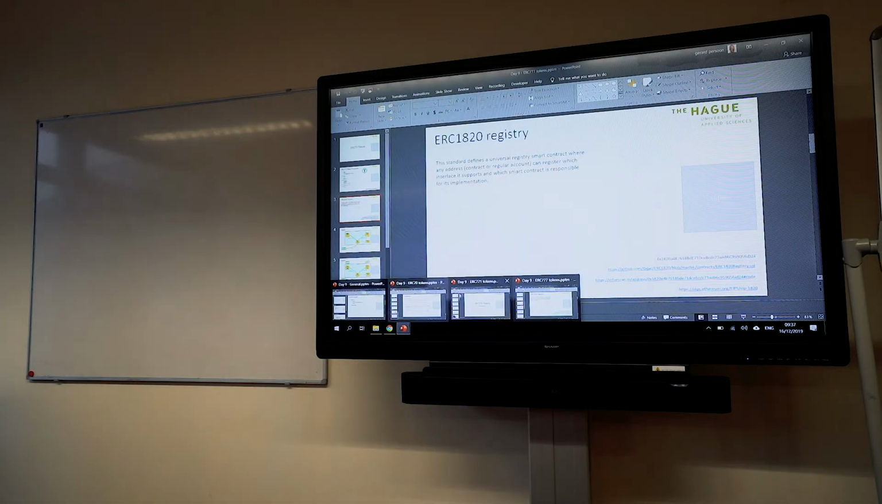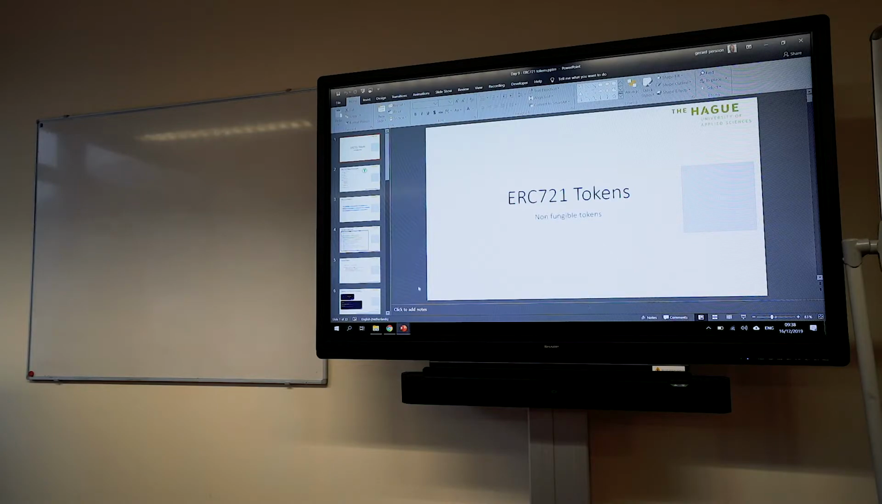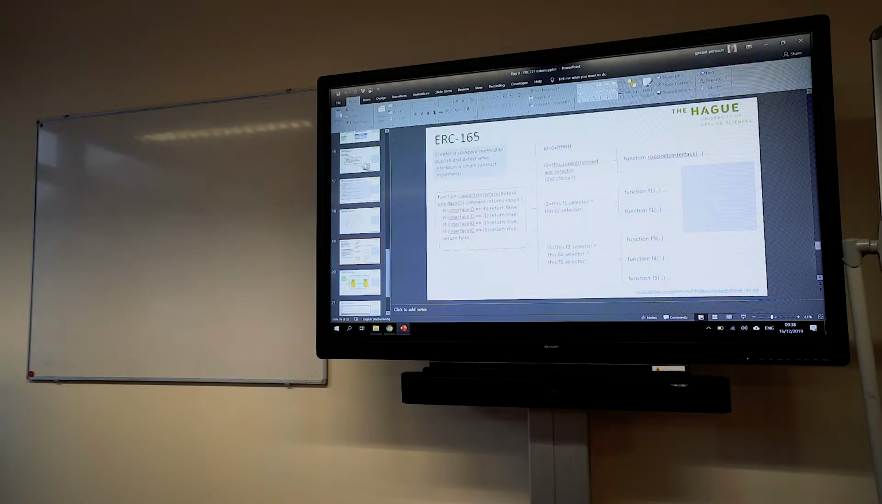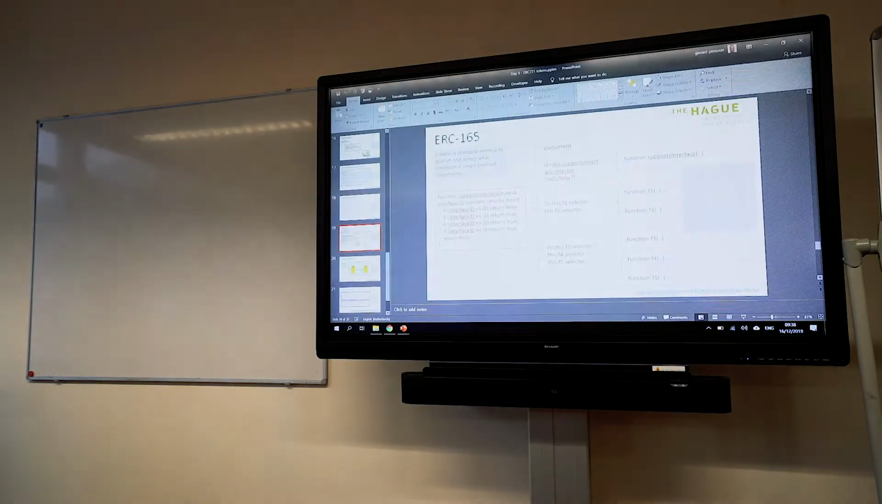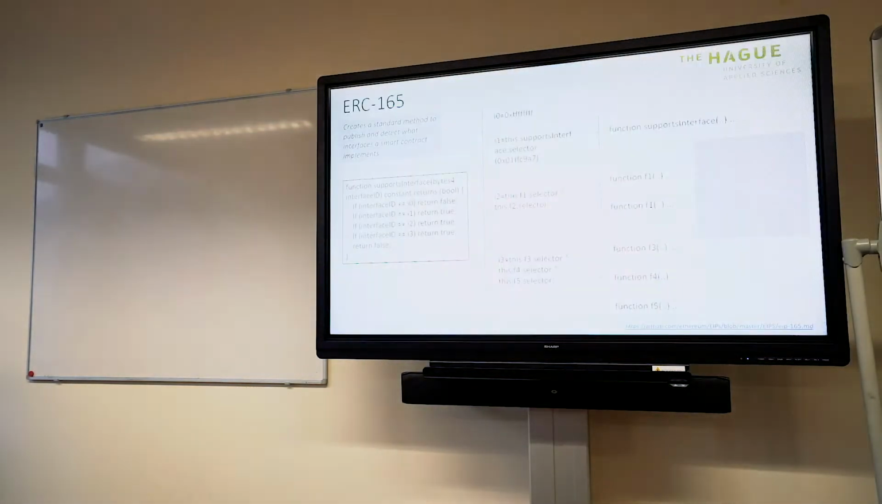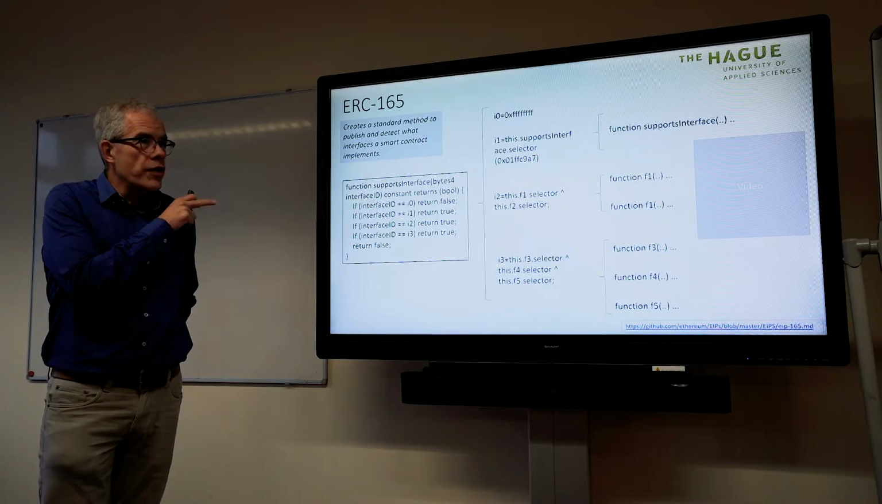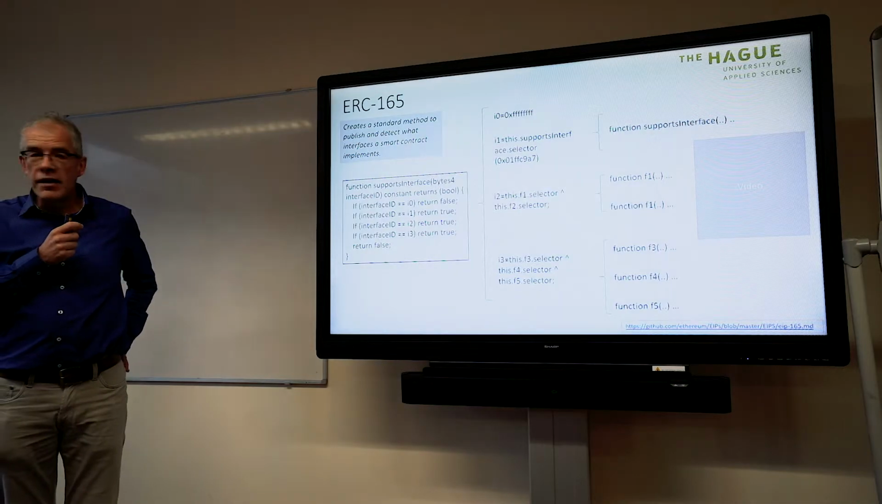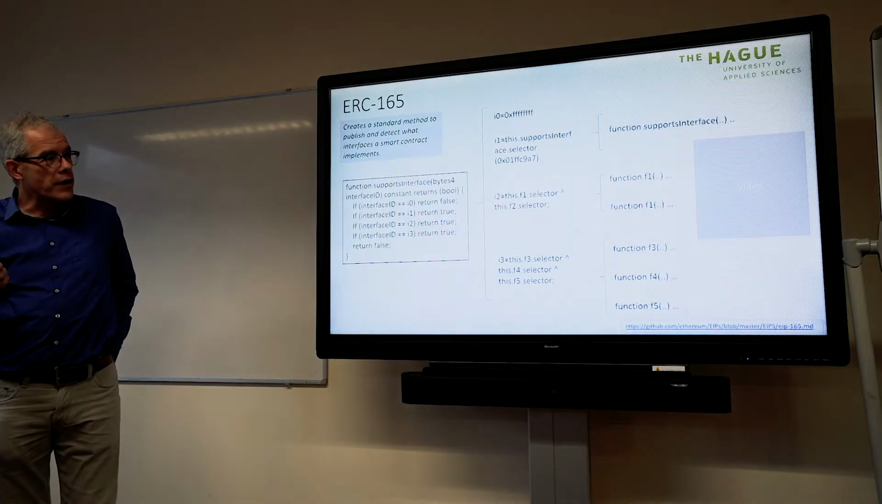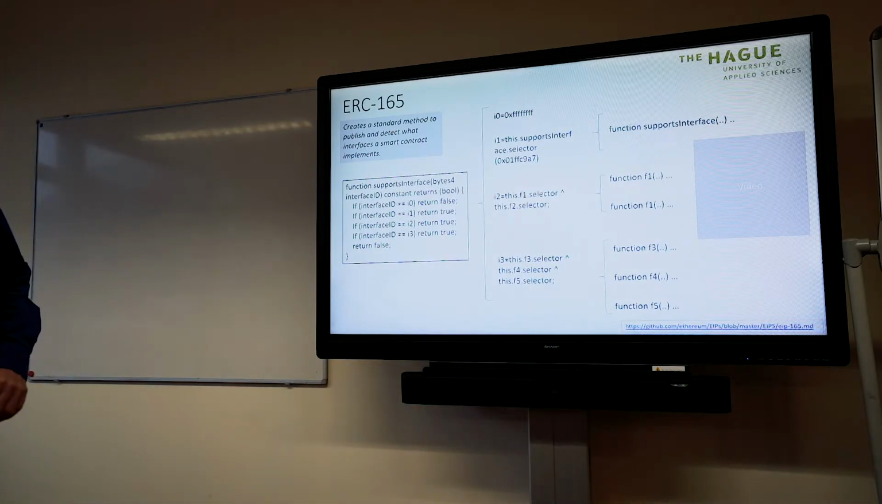First, this one. This function is both in the 721 and the 777, and it is used to verify if a smart contract contains a function or not, or multiple functions.